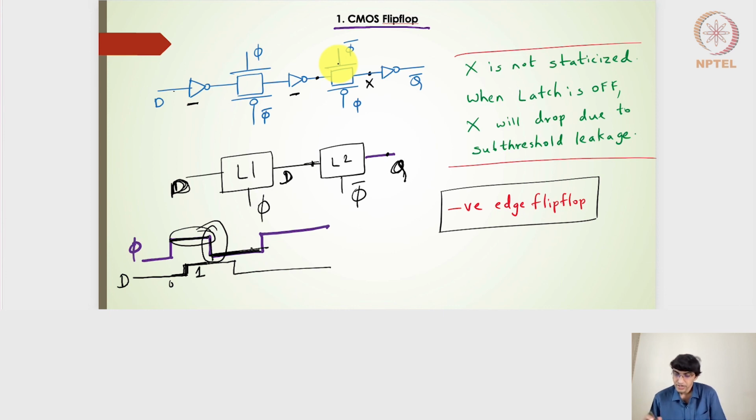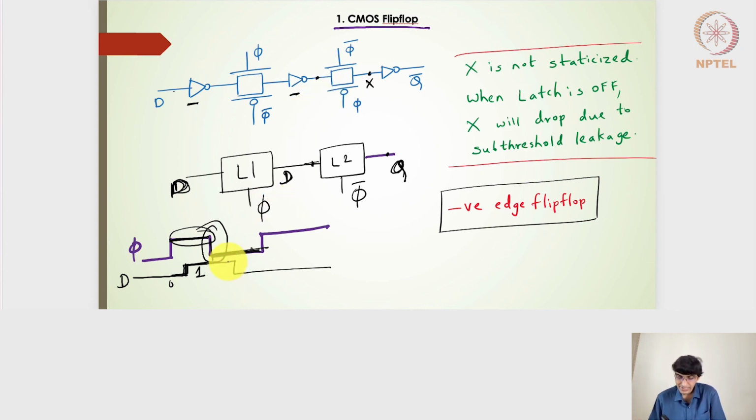Again, this design has problems. The X is not satisfied, so there is a possibility of the X getting discharged due to the subthreshold leakage current. So it is not satisfied, which means that it is in a dynamic state, or it's a floating node voltage, so it can drop due to the subthreshold leakage current.